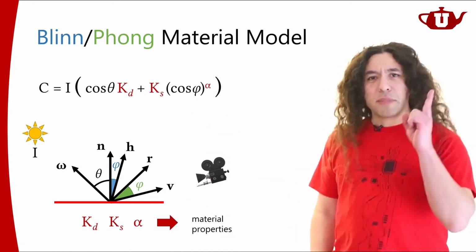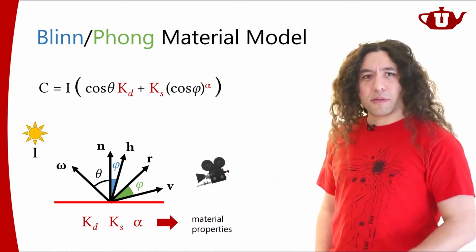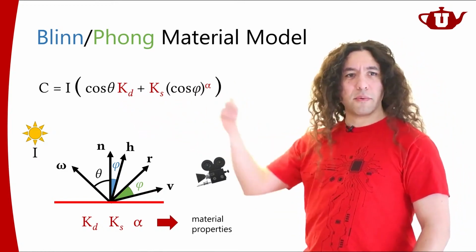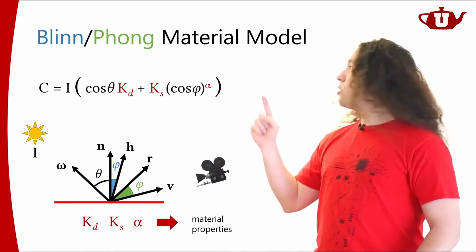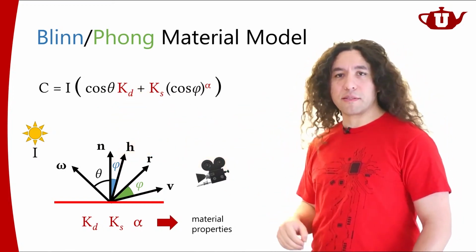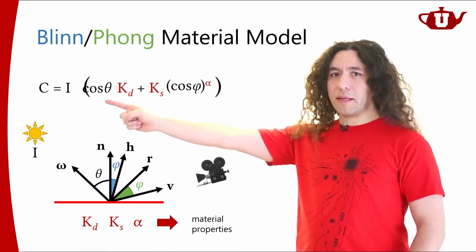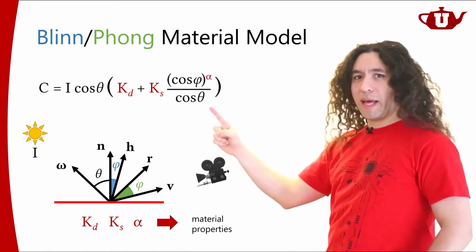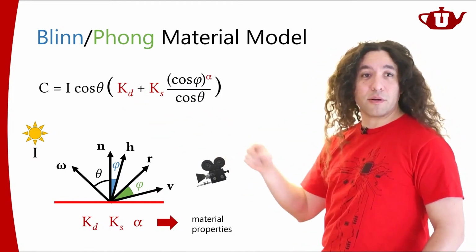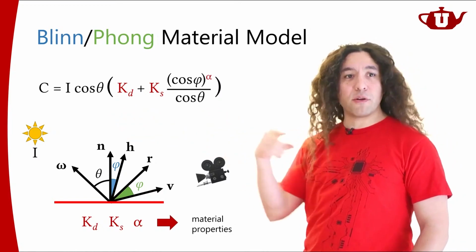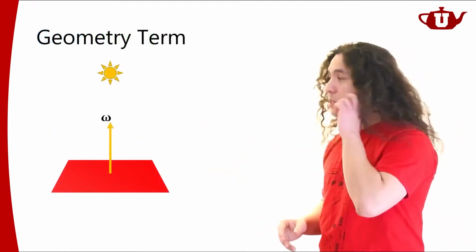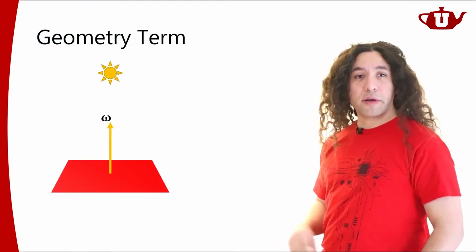Now, we talked about something that you will remember, this cosine term here. Do you remember what we called this? We called it the geometry term. And the geometry term was a function of the incoming light to the surface. So it really was supposed to be next to the light source. So we had this hidden divide by cosine theta in here in the specular term. And this geometry term, if you'll remember, is telling us how much light is arriving to the surface based on the light direction and the orientation of the surface.